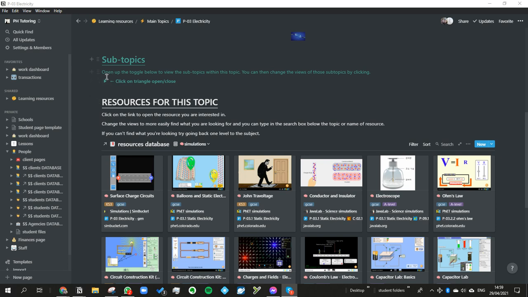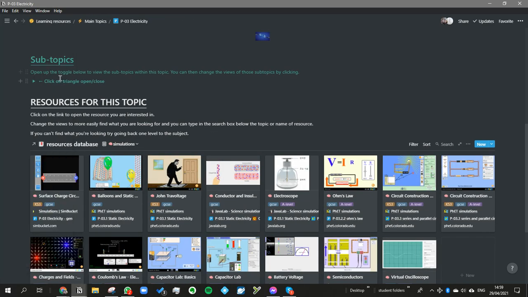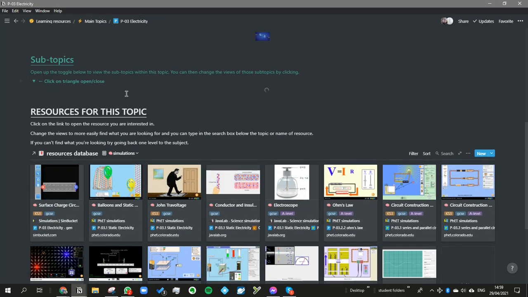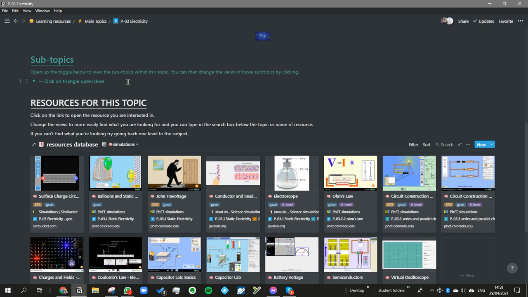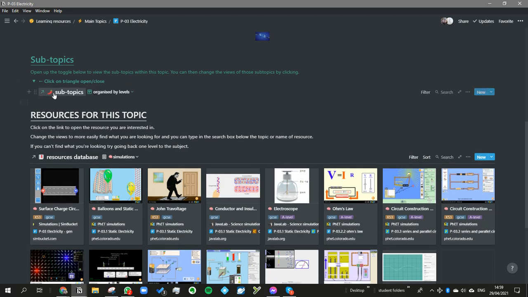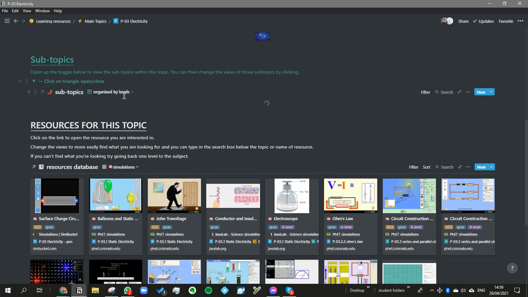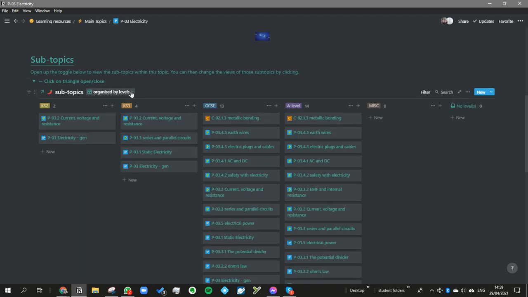If we look here underneath the subtopics, let's just get rid of that side panel. If we look at subtopics within this main topic of electricity, it will eventually, when it loads up, it's being really slow today. I don't know why my computer's struggling so much.